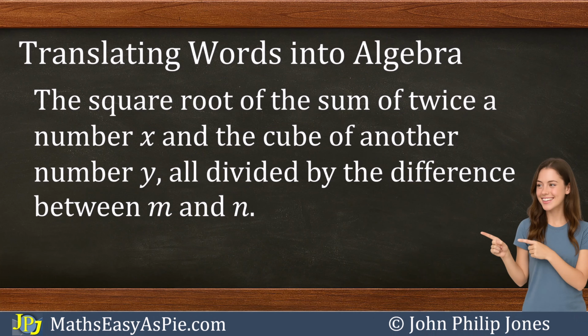Let's convert the following into symbols, into algebra. The square root of the sum of twice a number x and the cube of another number y, all divided by the difference between m and n. Have a go at this yourself, and I will show you the solution on the next slide.